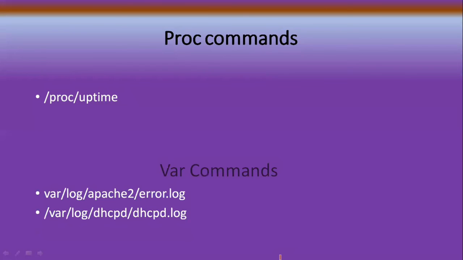The var directory holds the variable files, that is, files whose content is expected to continually change during the normal operation of the system, such as logs, spool files, and temporary email files. Examples are the Apache 2 error log or the DHCPD log.